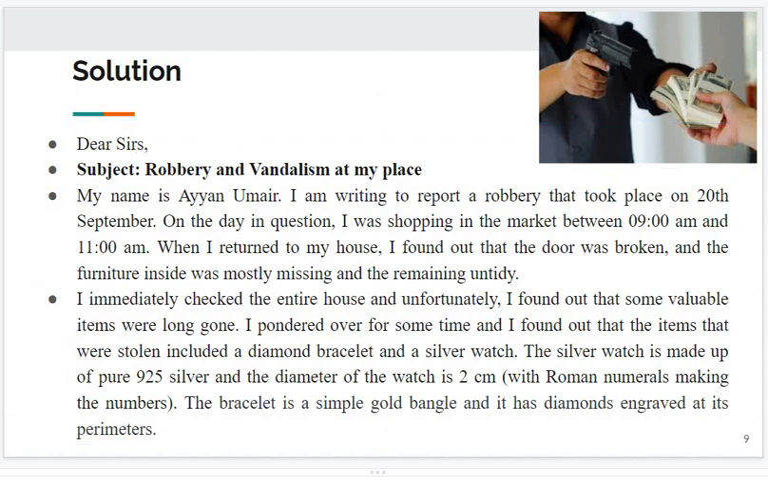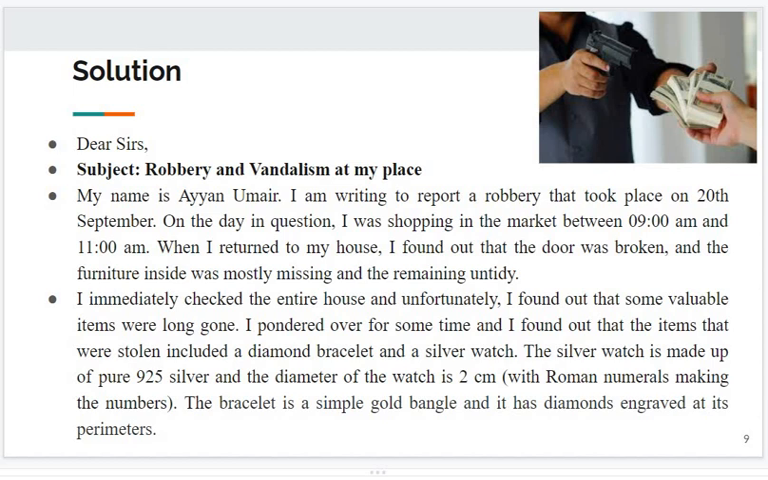the solution of that question. Subject: robbery and vandalism at my place. My name is Ayan Umair. I'm writing to report a robbery that took place on 20th September. On the day in question, I was shopping in the market between 9 a.m. and 11 a.m. When I returned to my house, I found out that the door was broken and the furniture inside was mostly missing and the remaining untidy.